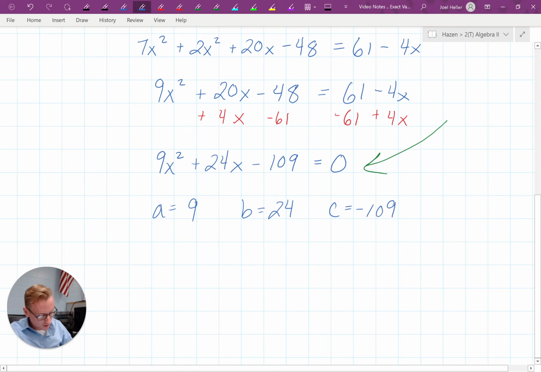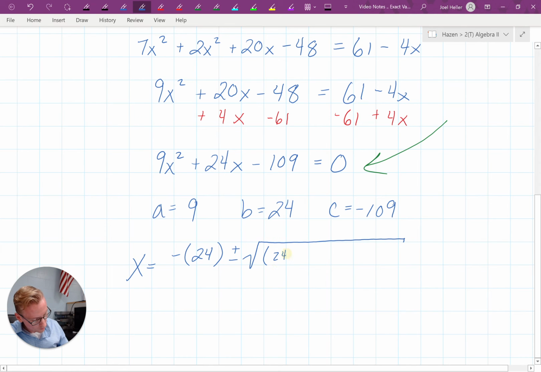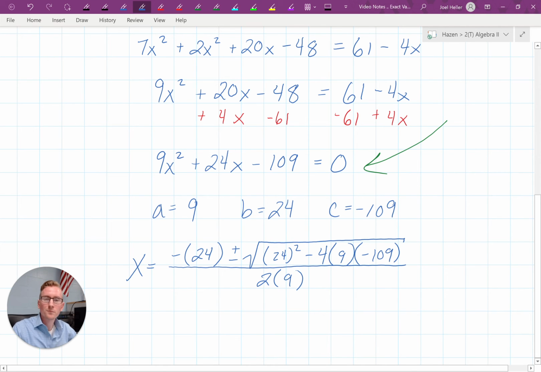Now you're just going to take those values and plug them into the quadratic formula. So I've got x equals negative b, which is 24, plus or minus the square root of b squared, which is 24 squared, minus 4 times a, which is 9, times c, which is negative 109. All divided by 2 times a, which is 9.